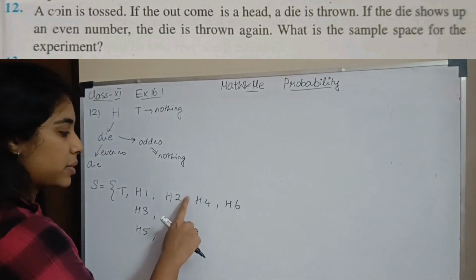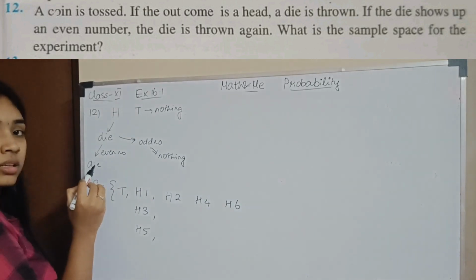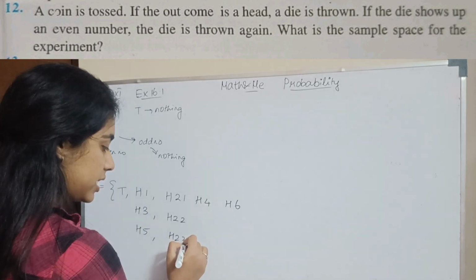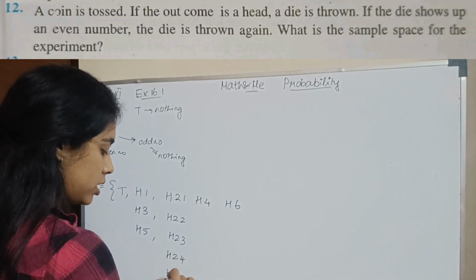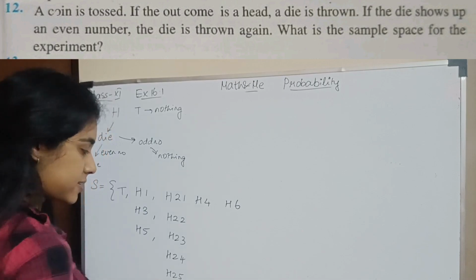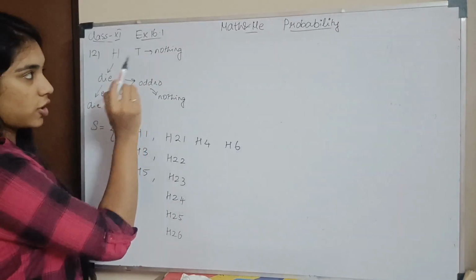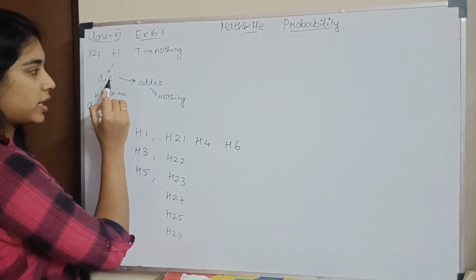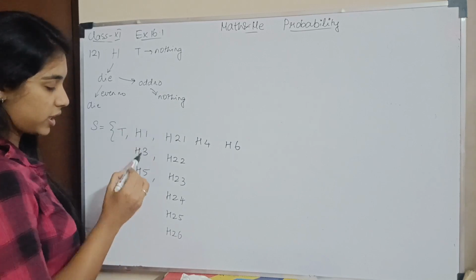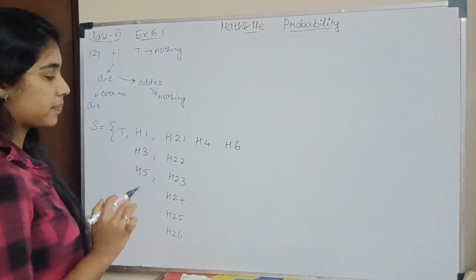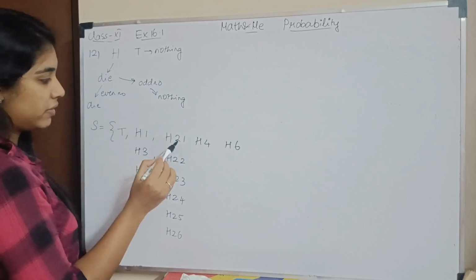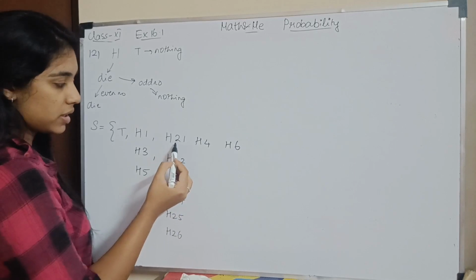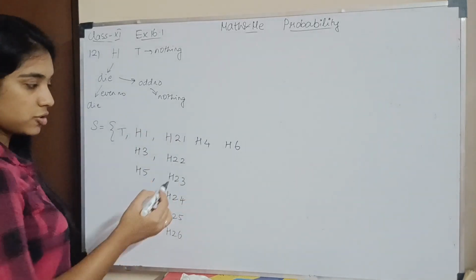Correct? If an even number comes, I again roll a die. So 1, 2, 3, H2 4, H2 5 and H2 6. Basically, you toss a coin, tail comes, you do nothing. Head comes, you roll a die. When you get an odd number, you do nothing. Then head, die, even number, again you roll a die. What possibilities are there in the die? 1, 2, 3, 4, 5, 6.